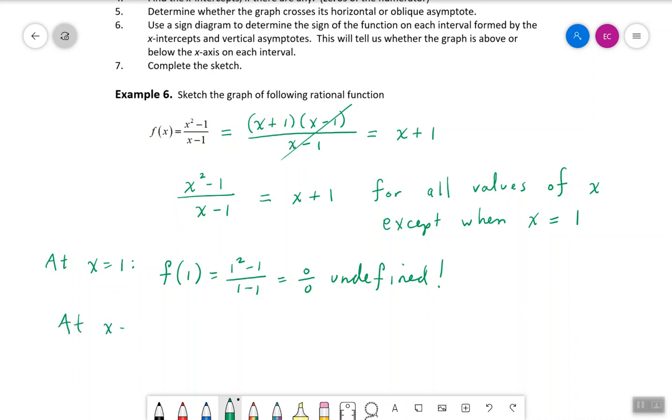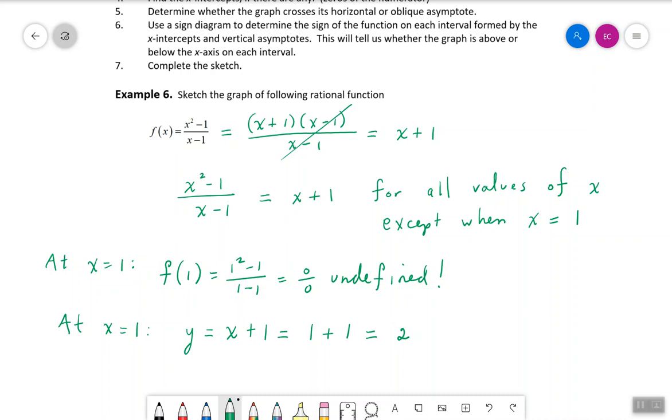But if you look at y equals x plus 1, and you plug in 1, then you just get 2. So that's the difference, right? Again, everywhere else, the two expressions are exactly equal. And so f of x is exactly the same as x plus 1, except this weird behavior here at x equal 1. So how do we graph f of x?